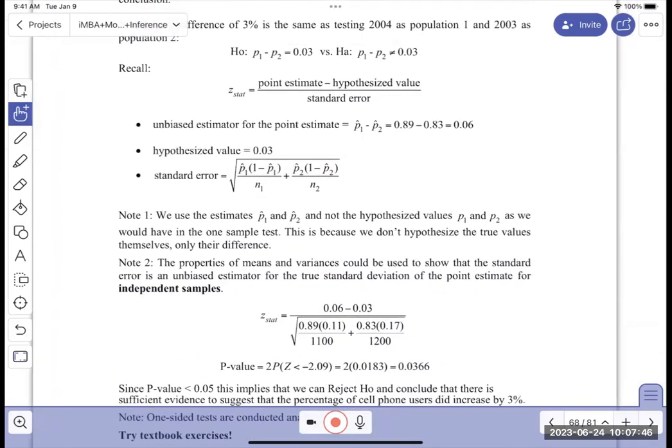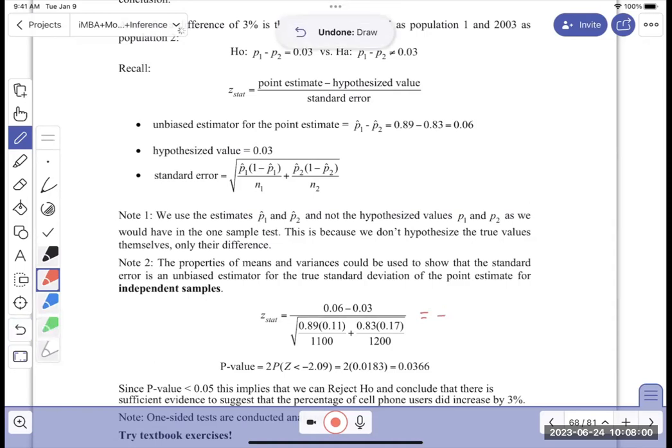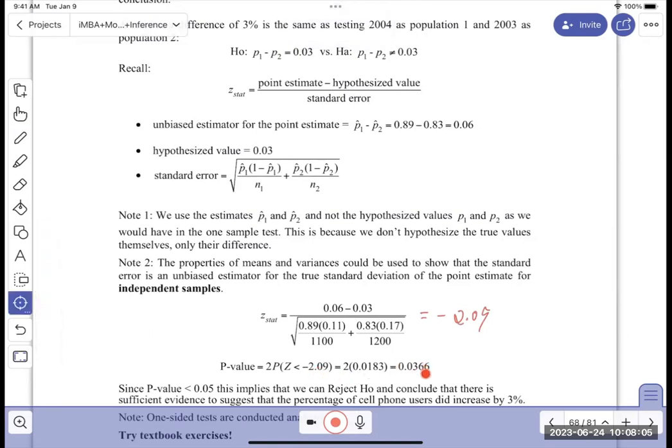And then you also get a p-value once you get the result. So this works out to being negative 2.09. Because it's a not equals to test, it reduces back to the standard normal table, and you do the two-sided test and you get this result. And again, this is less than 5%, so you reject. So you find that it did go up.